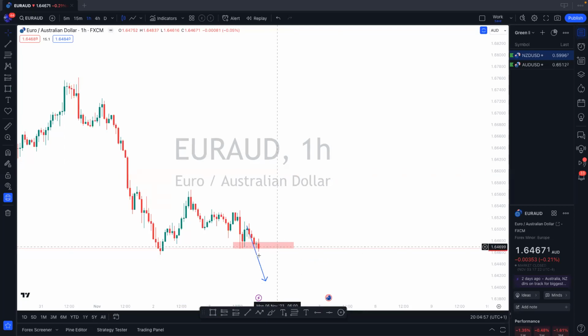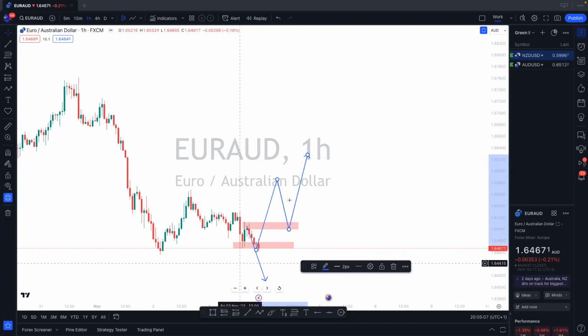What if price doesn't break this low to the downside? Then we have the most recent high here. If price can come up and break this high to the upside, then we're basically shifting towards a bullish market. So that's what we're going to be looking out for.